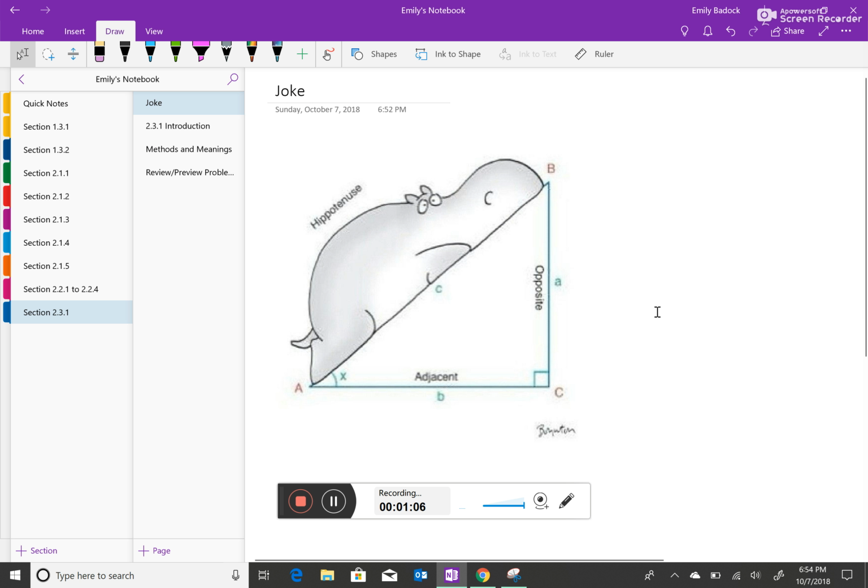The first thing that I have for you today is a little joke. I'll let you read that for a little bit, and we're going to go over this. Maybe we'll come back to this joke once we go over the methods and meaning part. But that side of the triangle is called the hypotenuse, and they replaced it with hippopotamus. So we'll come back to this at the end of the video, and hopefully it makes more sense to you.